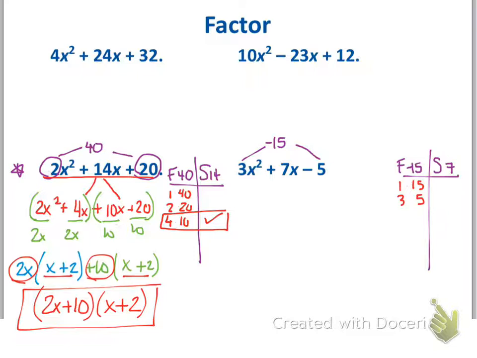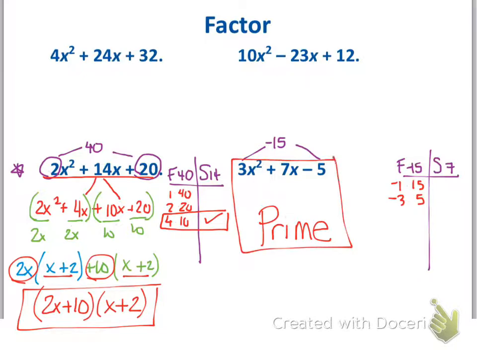Looking like we don't have any factors here. One of them has to be negative, and it should be the smaller one. Neither of those things add up to 7, so guess what? This is what we call, oops, I wrote the letter wrong, this is what we call a prime polynomial. This cannot be factored. It is what it is.